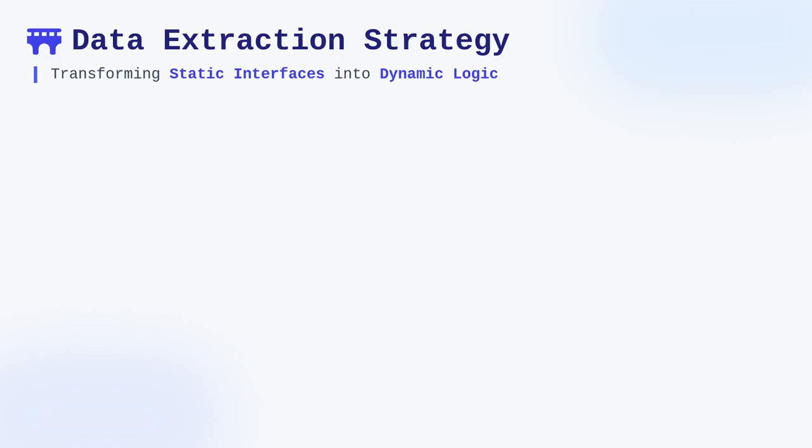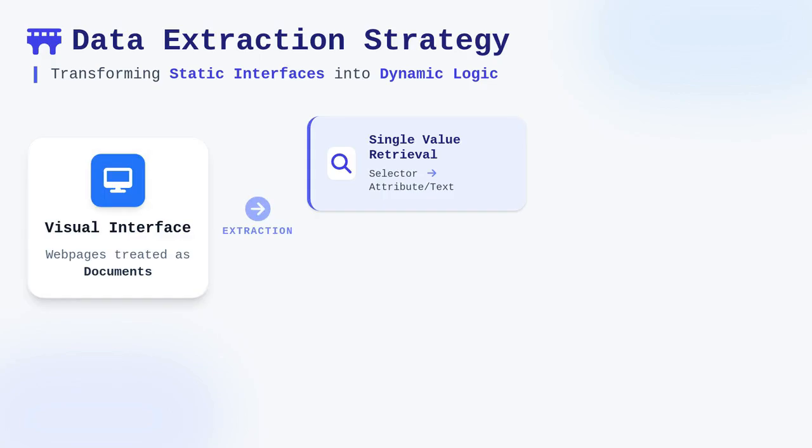Data extraction represents the bridge between static visual interfaces and the dynamic data structures required for automated logic. When you operate within Power Automate Desktop, you are rarely just clicking buttons, as the primary value lies in the data residing underneath those UI elements. To extract a single value, such as a customer ID or a total order sum, you must first identify the element through its selector and then retrieve a specific attribute property, typically the text or value field.